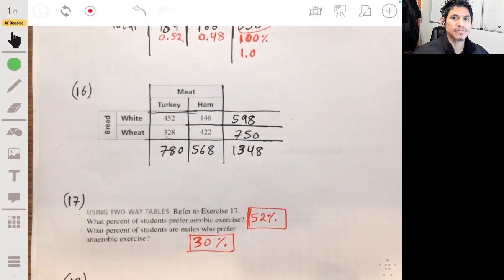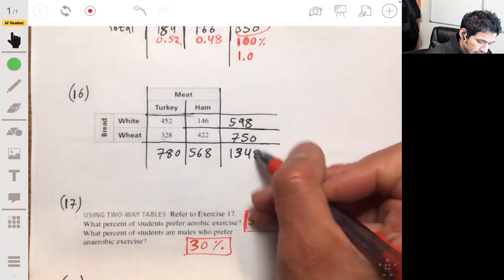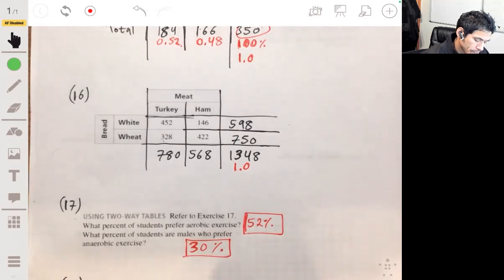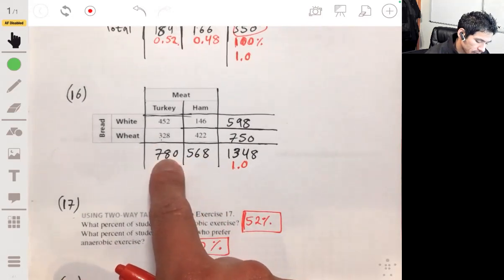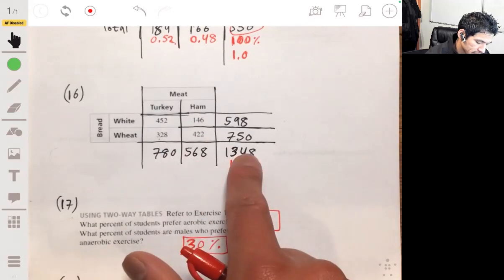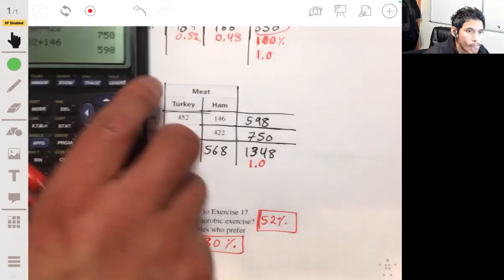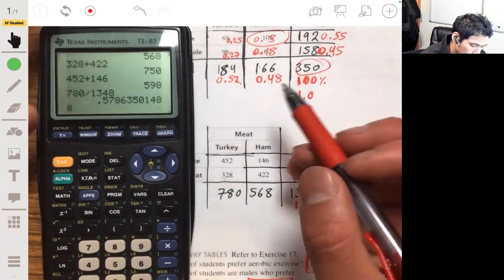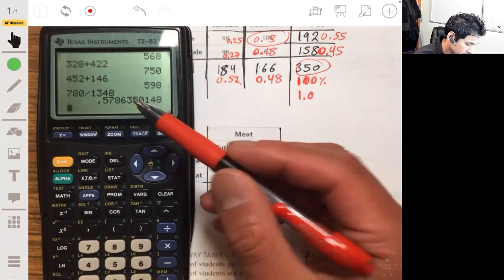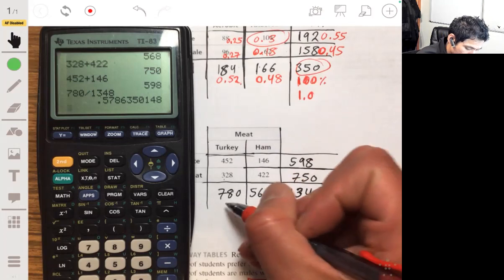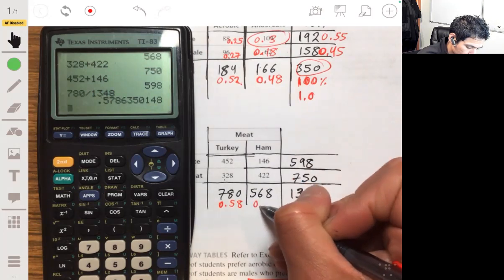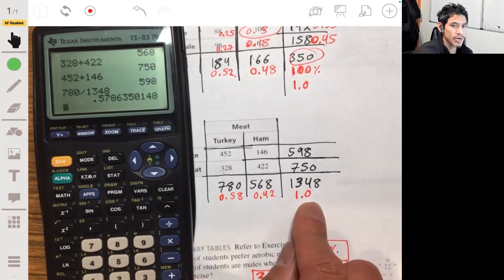Simple enough. Now let's convert these to relative proportions. So again, this is 100% or 1.0. What does this make of the total? So we just take 780 over 1348. About 0.58, so let's take it to 0.58. If we're going with 0.58, this would have to be 0.42 because these two have to add up to 1.